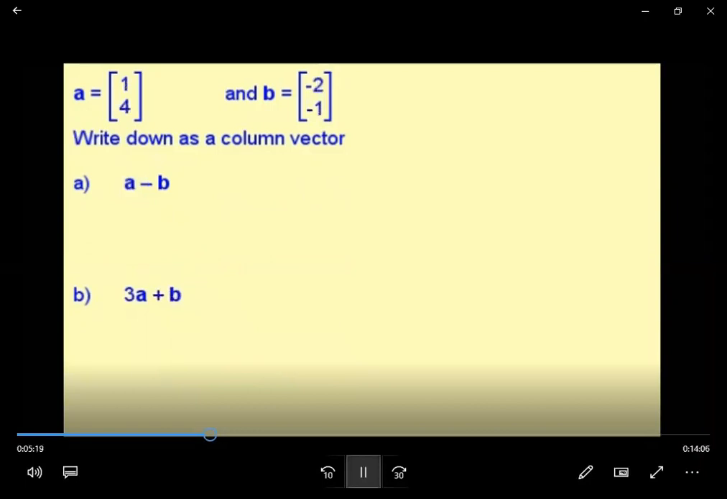Here are some for you to try. Press pause and have a go at them. When you're ready for the answers, press play.